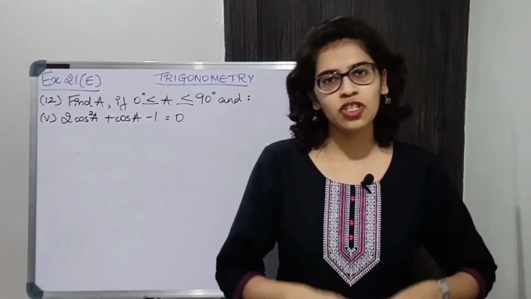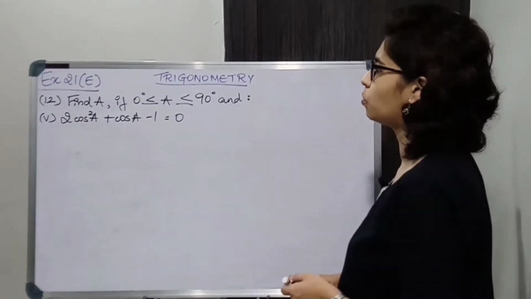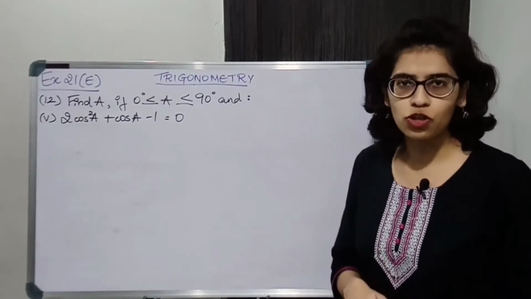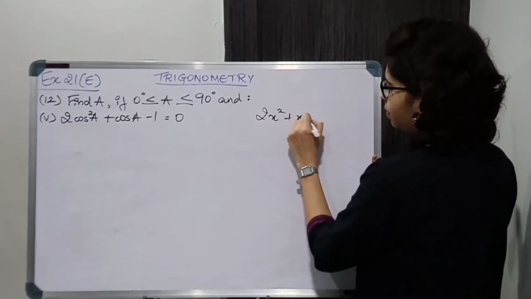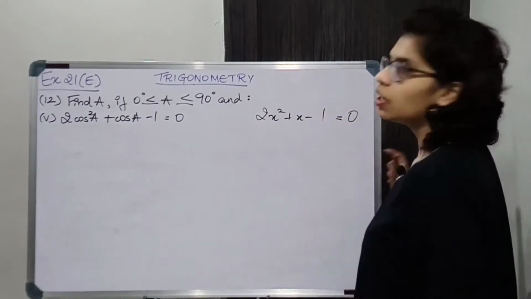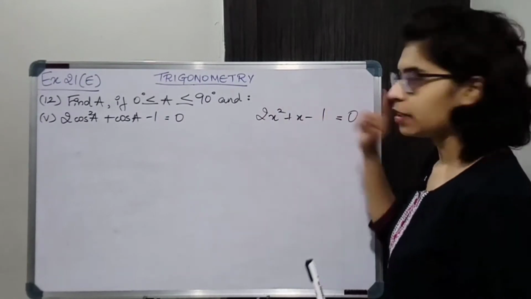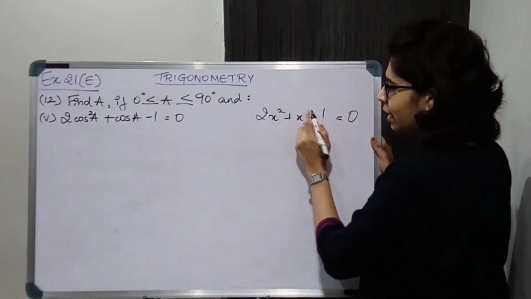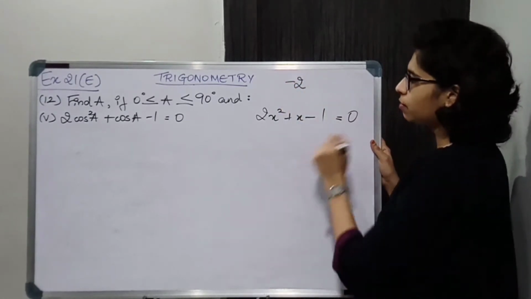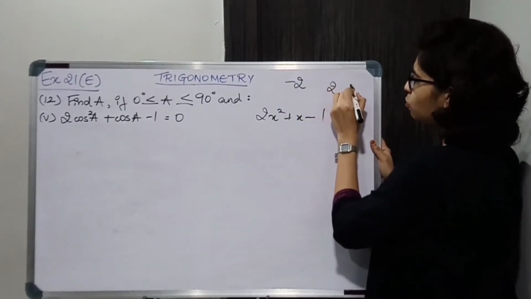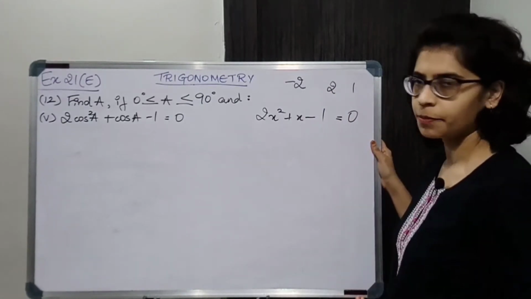Okay, let's check sub question 5. 2 cos square a plus cos a minus 1 is equal to 0. This is like a quadratic equation again. If you have 2x square plus x minus 1 equal to 0, we have to find factors. We multiply these two: 2 into minus 1 along with the sign gives minus 2. What will the factors be? 2 and 1. Which one gets the positive sign and which the negative sign?